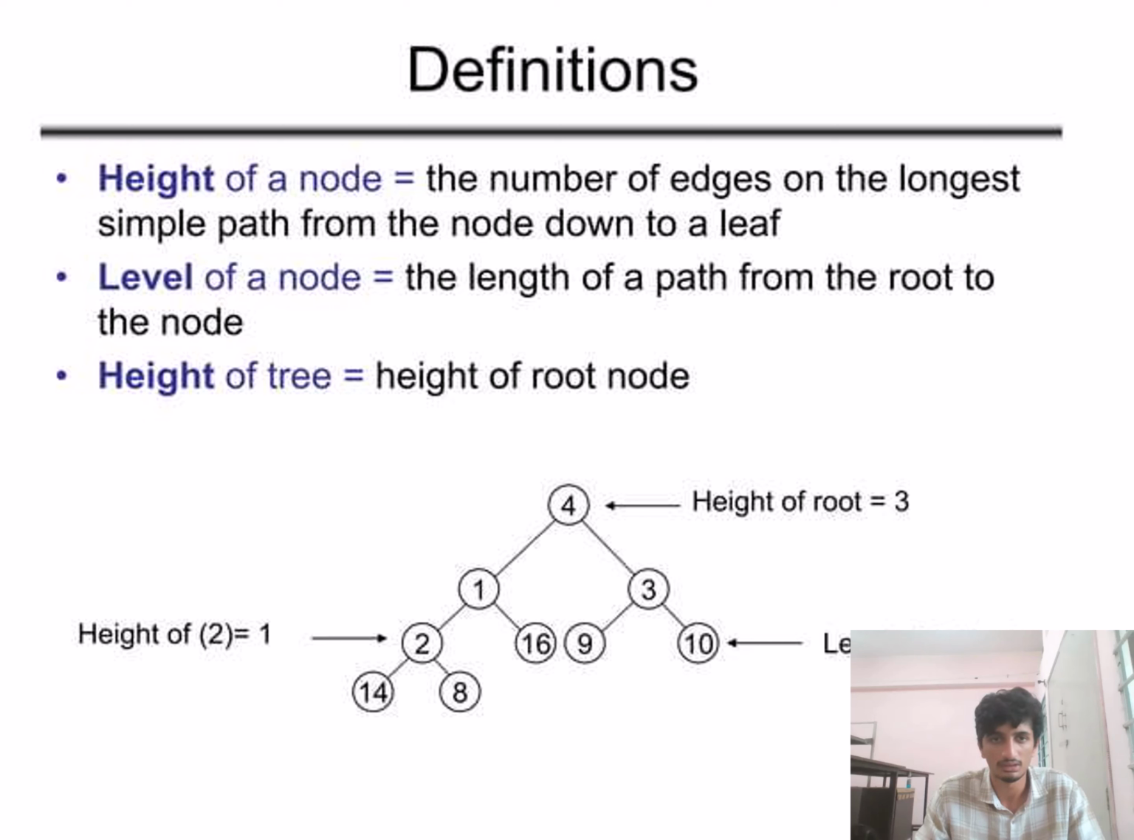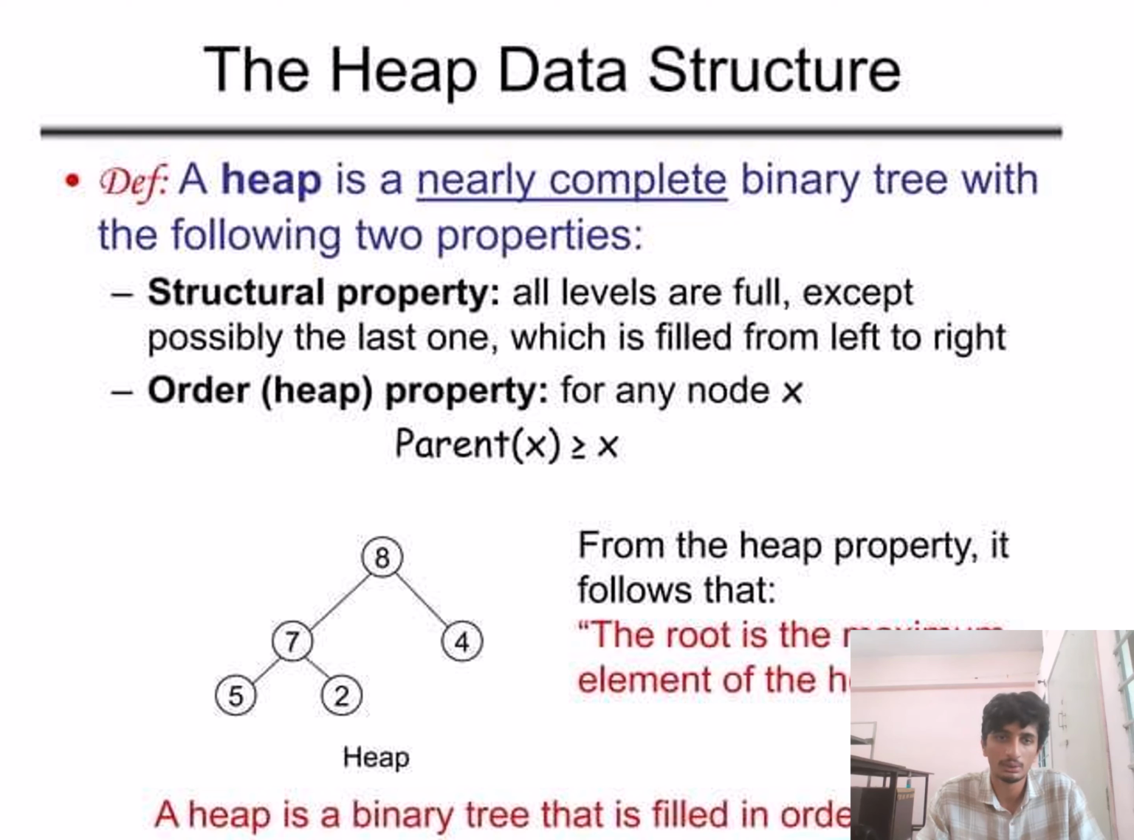Coming to the heap data structure, a heap is a nearly complete binary tree with the following two properties. Structural property: all levels are full except possibly the last one, which is filled from left to right. Basically, it's an almost complete binary tree. Order property: for any node x, the parent of x should be greater than its children.